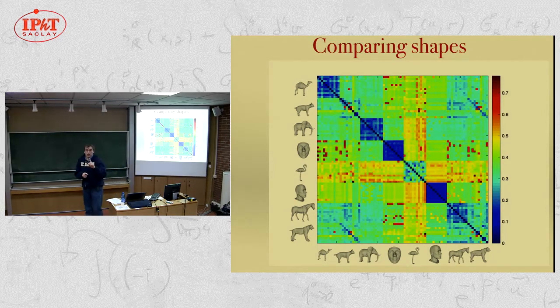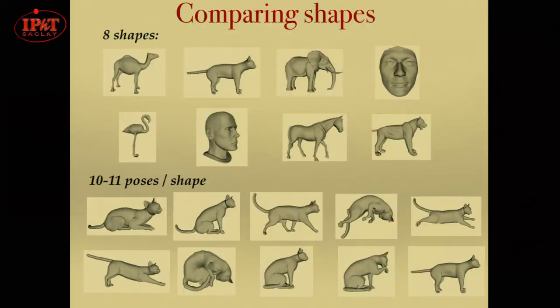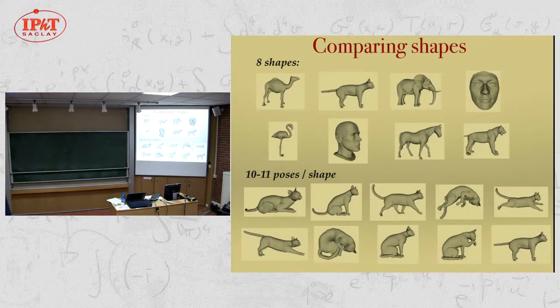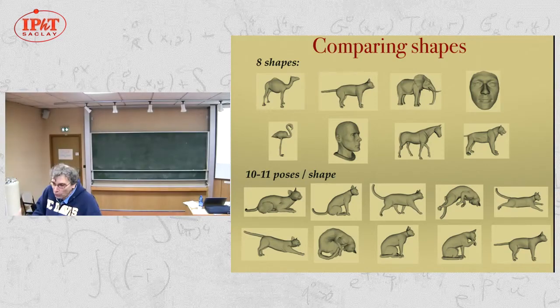These are discrete shapes, so they are represented by a triangular mesh, and I did not do anything with this triangular mesh. That was given to me. So I did not select specific points. I took the whole mesh.